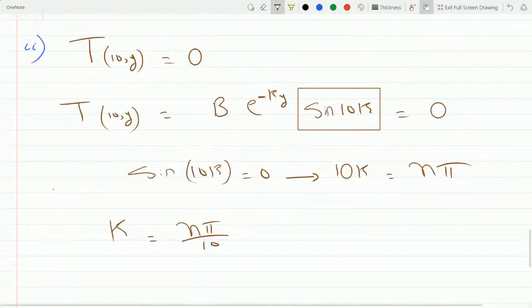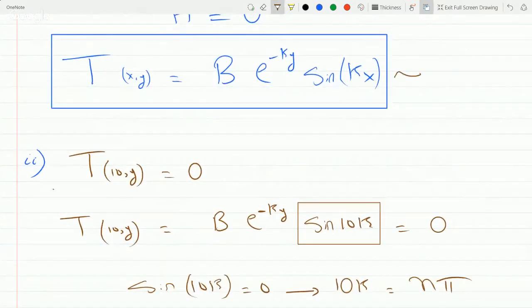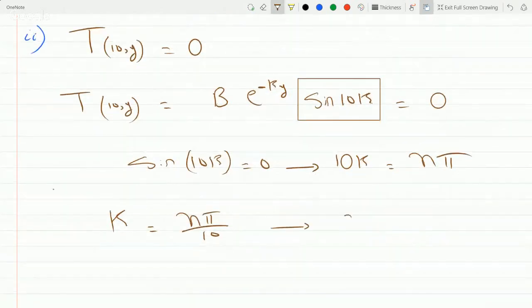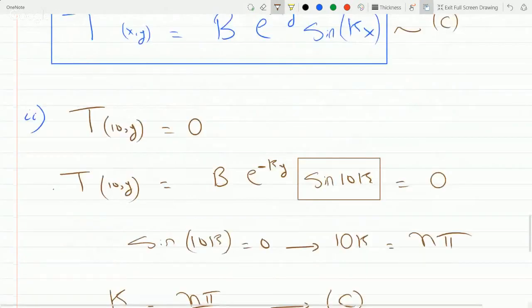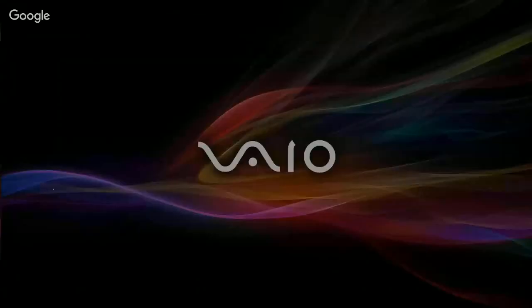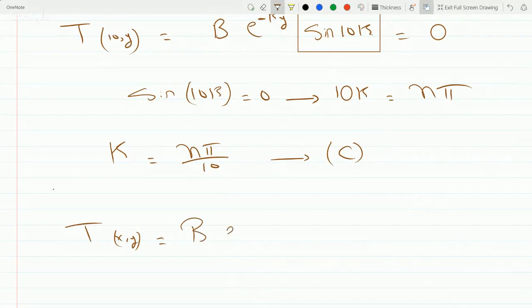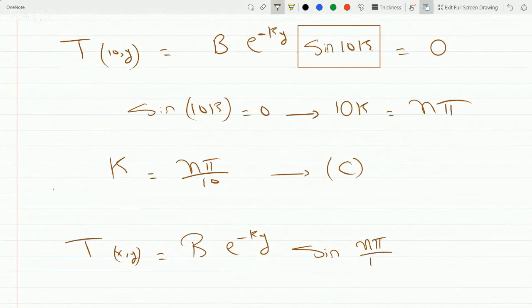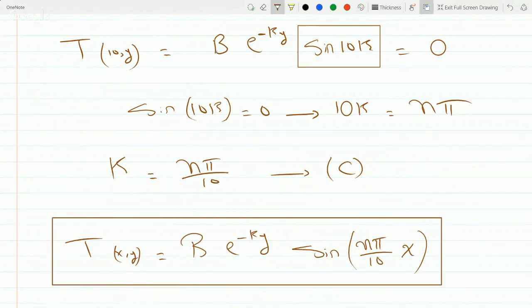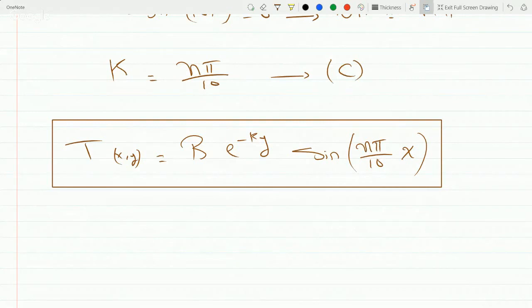Okay, so now plug that back into this equation here. Let's call it C. So put that back in C, and we will get T of (x, y) equals b e to the minus ky times sine kx. k is n pi over 10, so sine of n pi over 10 x. Okay, so we're almost there. Now what's left is to figure out b.